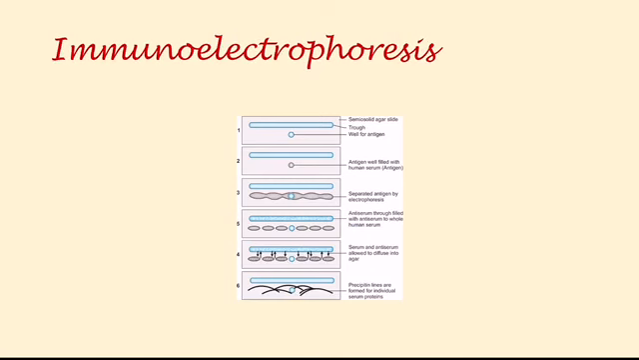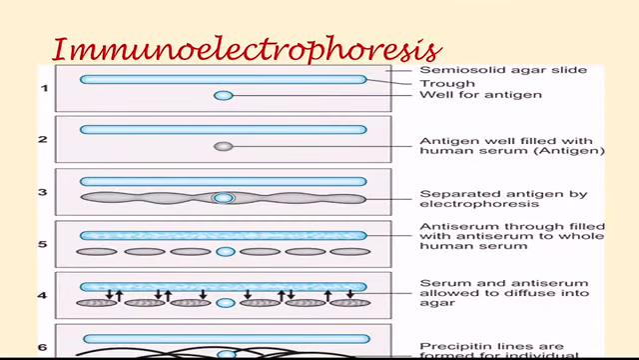Next one is immunoelectrophoresis. Here the precipitation reactions are carried out in the agar under the electric field. The precipitation reactions, as explained, can be carried out in solutions; the examples are the ring and flocculation tests. The precipitation reactions in the agar are single diffusion, double diffusion, and the third one is immunoelectrophoresis. Here the precipitation reactions are carried out in the electric field.